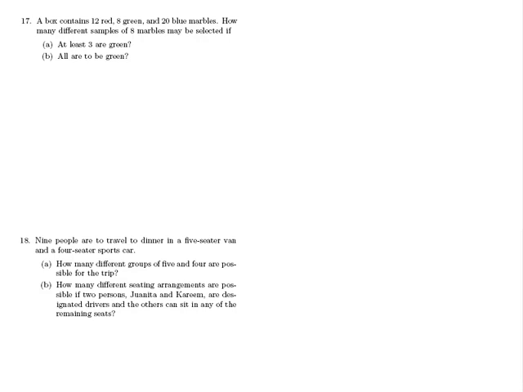A box contains 12 red, 8 green, and 20 blue. How many different samples of 8 marbles may be selected if at least 3 are green? So at least 3 green means 3, 4, 5, 6, 7, or 8 green. Now noticing that's 1, 2, 3, 4, 5, 6 things to count. A lot of things to be writing down. So ask ourselves, well, what don't we want? 0, 1, or 2 green. So, much easier, shorter list. So, I'll do total minus what I don't want.